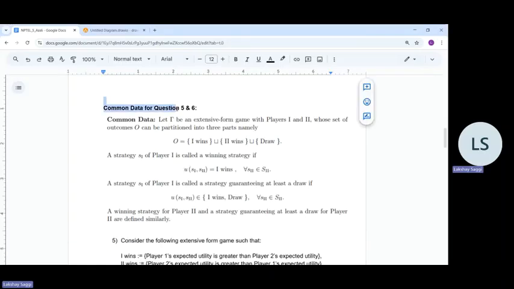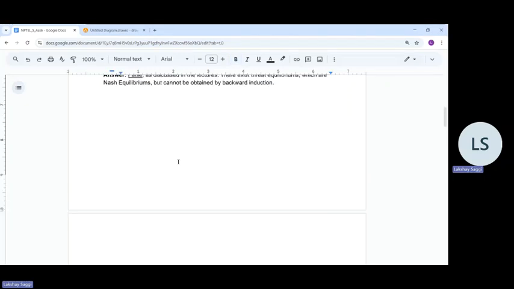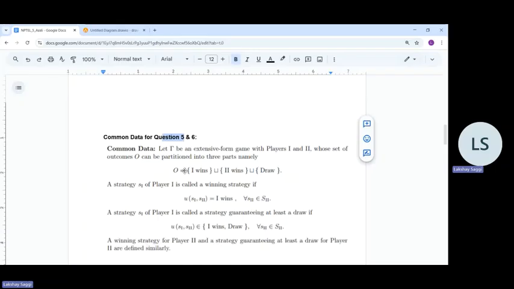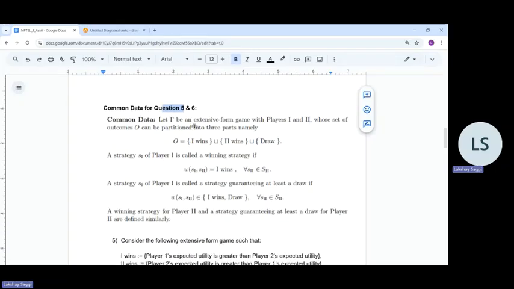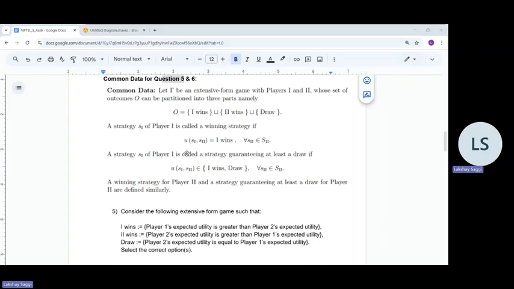Okay, so we were at the fifth question. After doing these warm-up questions, now we are at this fifth question. The question says: let tau be an extensive form game with players 1 and 2 whose set of outcomes O can be partitioned into three parts, which are either player 1 wins, or 2 wins, or the game is a draw. In that case, a strategy S1 of player 1 is called a winning strategy if player 1 wins.